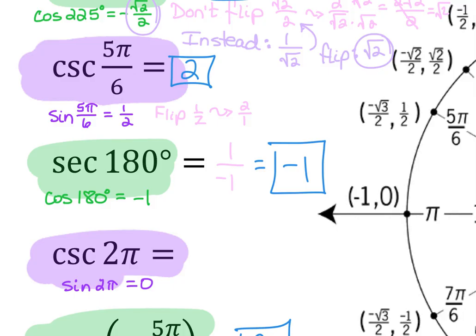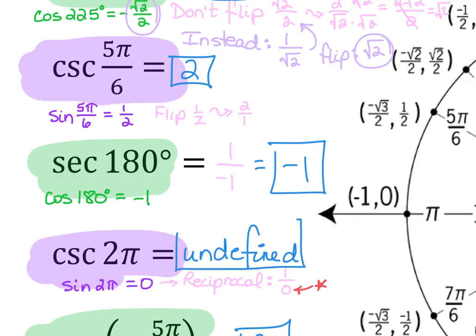So sine of 2 pi is 0. If I want to consider the reciprocal, it is going to be 1 over 0. And as soon as you see 0 in a denominator, remember that you can't have 0 denominators, so that's going to be like your little red flag there, that the cosecant of 2 pi is going to be undefined. And you can just think of it like anywhere sine is 0, cosecant is undefined. Likewise, anywhere cosine is 0, secant is undefined.